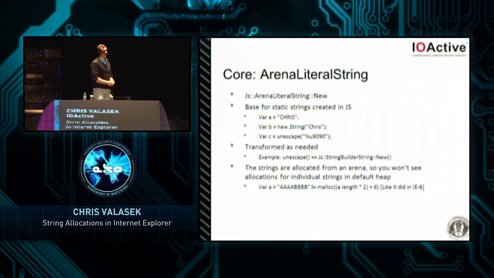So when you do something like var a equals Chris, or you create a new string, or you try to do an unescape, these literal strings aren't allocated by their exact size. So you no longer have the ability to create a string and have it do something like malloc equals the length times 2 plus 6, right? 4 bytes for the size, 2 for the null terminator. That's how it worked in IE6, and honestly, it was a very ineffective method for allocating memory, especially when many strings were used in a web page.